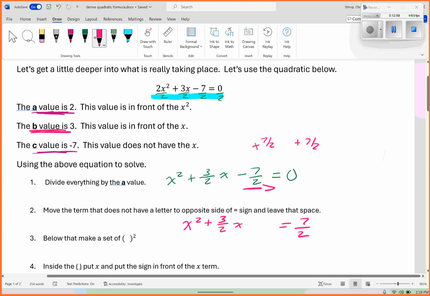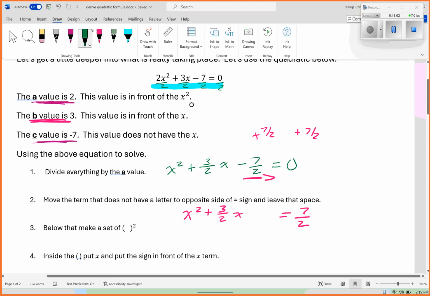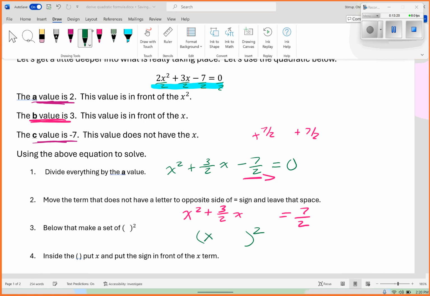Below what I've just written, make a set of parentheses. Other than the fractions, does this look like just what we've been doing? Okay. So ready? Inside the parentheses, put the x, and then the sign. What's the sign that's going to follow down here? Plus. All right. Take a deep breath. Y'all ready? This is the simplest thing in the world that 90% of students, if they don't take a breath, are going to make complicated. You ready?